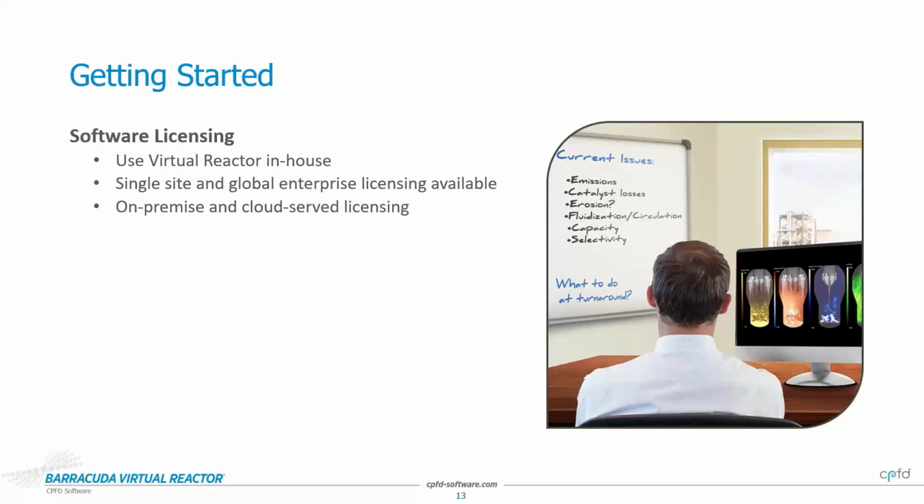For anyone who's new to CPFD software, I want to briefly let you know a few different ways that you can get started working together with us. Software licensing is the first method, where your team uses Barracuda directly to set up, run, and post-process simulations. We have a number of different licensing options available, so please contact our sales team for specifics. Global teams can take advantage of our global enterprise license option available in most countries, and virtual reactor licenses can be served either on-premise or on the cloud, which opens the door to using either your own hardware or cloud resources or a combination of the two.